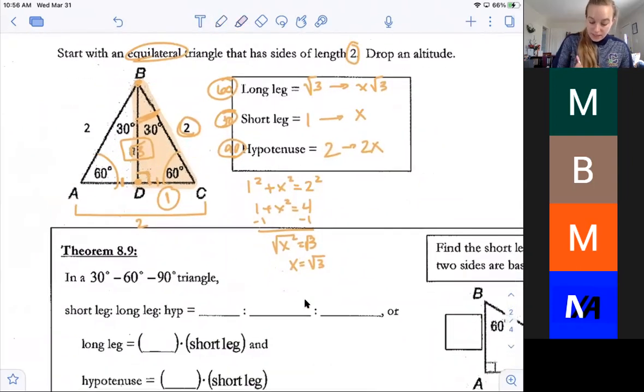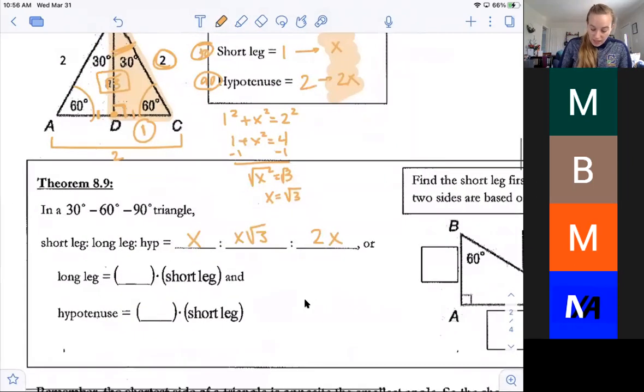So what we just did here is a preview to the generalization that we're going to put down here. In any 30, 60, 90 triangle, we can have an extended ratio of this. The short leg is x, the long leg is x root 3, and then the hypotenuse is 2x. We've got the long leg is going to be root 3 times the short leg. And then the hypotenuse is 2 times the short leg.